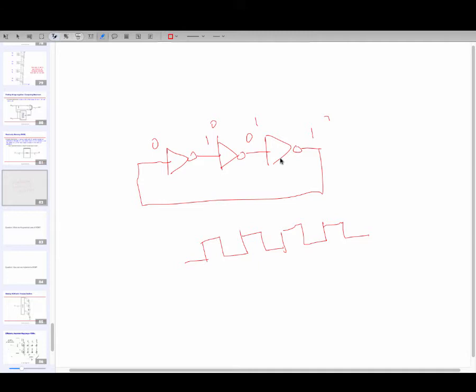Anyone else? Anything to do with... Yeah, go ahead. What kind of frequency do these typically operate at? Or if it's really high, how do you lower it down to a more operable one? Okay, so what frequency do PCs operate at?